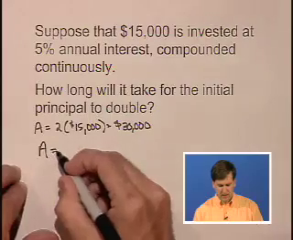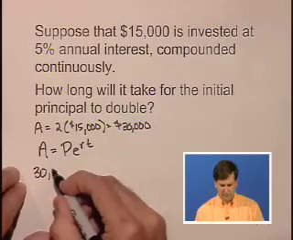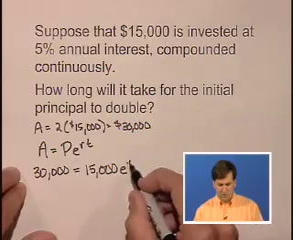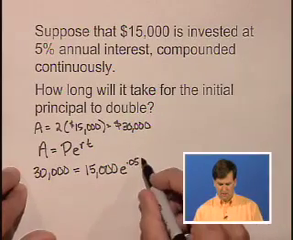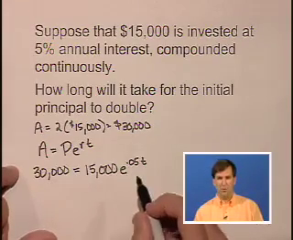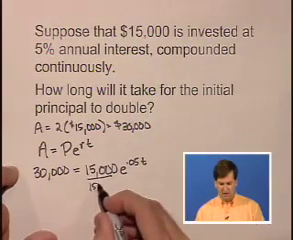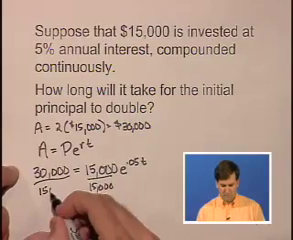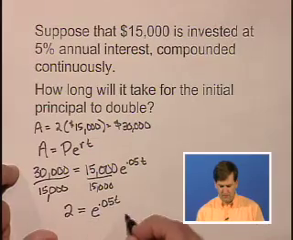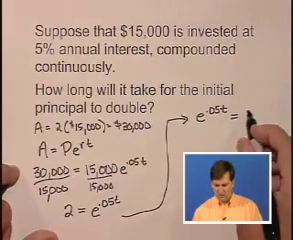We're still using the A equals Pe to the rt formula. So we have 30,000 is equal to 15,000 e to the, I know the rate, that's 0.05, but what I don't know is t, the amount of time that this is going to take. So in order to get this into an exponential form, where it's just e to some power is equal to some number so that I can use logarithms, I'm going to divide both sides by 15,000. So we get 2 is equal to e to the 0.05t, or e to the 0.05t is equal to 2.